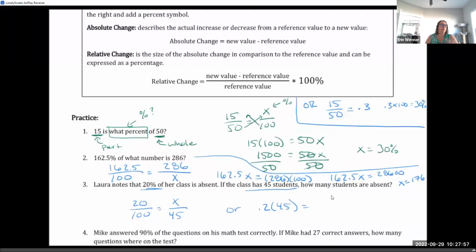Again, 20% is 0.2. And so some of you may have seen this as just saying, well, previously I've learned that you just do 0.2 times 45. Both of these methods are going to get us there. And it's going to come up with 9 students that we're missing.